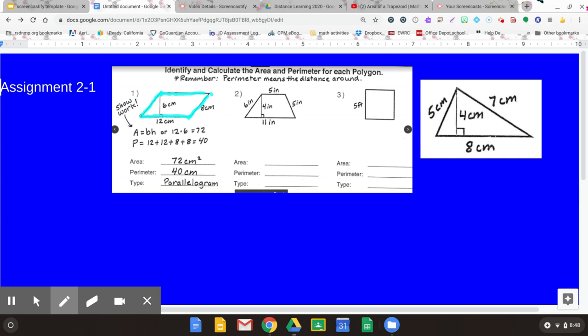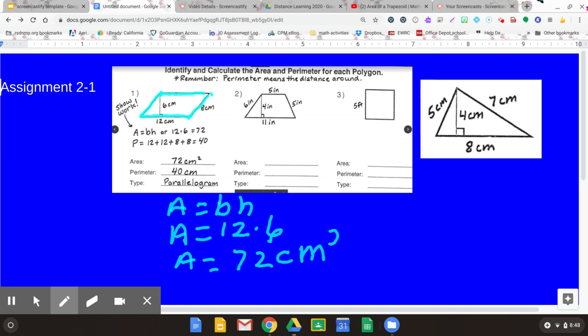So to find the area of a parallelogram, you just multiply the base times the height. So again, I always write out my formula first, and then I put in all the numbers that I have. The height of this parallelogram is 6, so I'm going to multiply 12. The base is 12 times 6, that's the height. So the area of this parallelogram is 72, and our unit is centimeters, and I square it because I'm talking about area.